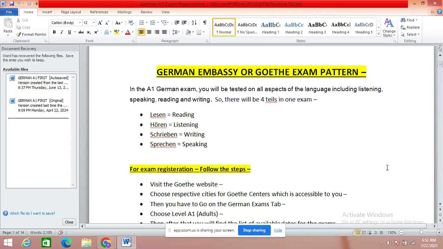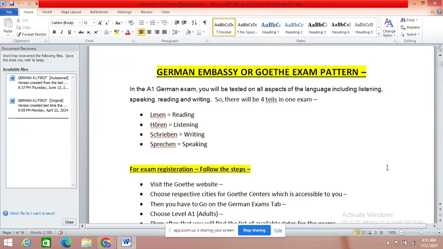If you are at A1 level, you have these four tiles. If you are at A2, B1, B2, any level, it is up to you, since you are moving to Germany, what is the demand there? If you require up to B1, you need to give the examination up to B1. If you are taking admission there, then universities demand something else, so it is your choice, your requirement. Whatever examination level you give, the Goethe exam always contains four tiles, which means there are four parts over which they test the students' German capability.